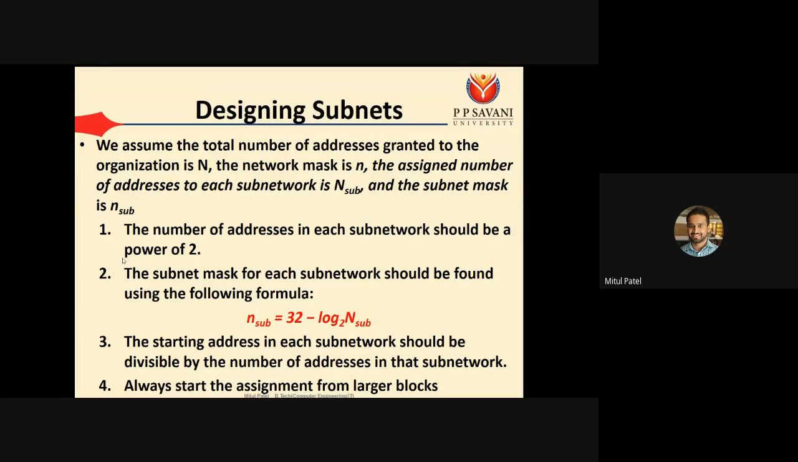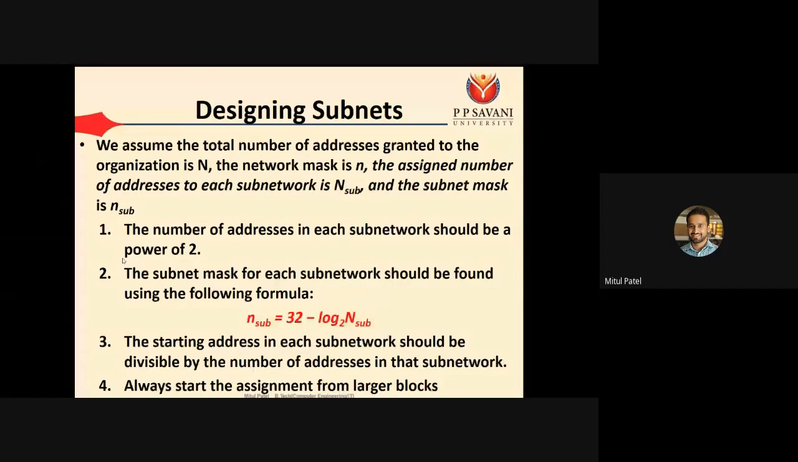The second condition is the subnet mask, which we will see by example. The third condition is that the starting address must be divisible by the total number of addresses. And the fourth condition is to always start the assignment from the larger blocks. The largest blocks that we need, we start the assignment from there.